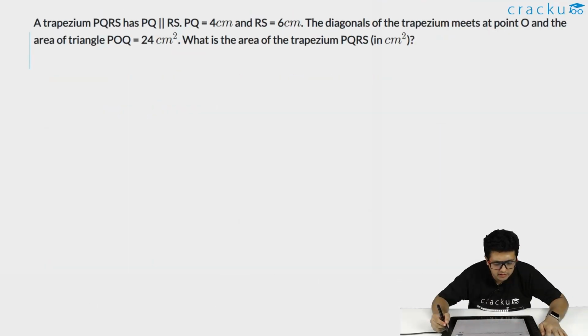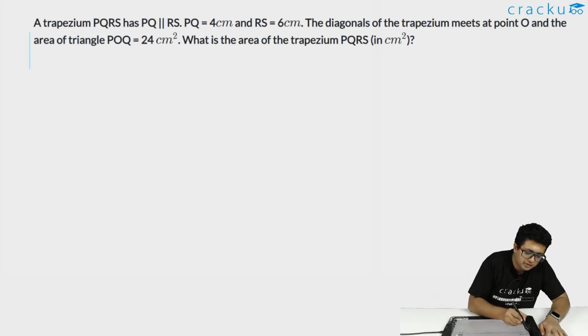Trapezium PQRS has PQ parallel to RS. PQ is equal to 4 centimeters, RS is equal to 6 centimeters. The diagonals of the trapezium meet at a point O, and the area of the triangle POQ is 24 centimeters square. What is the area of the trapezium?